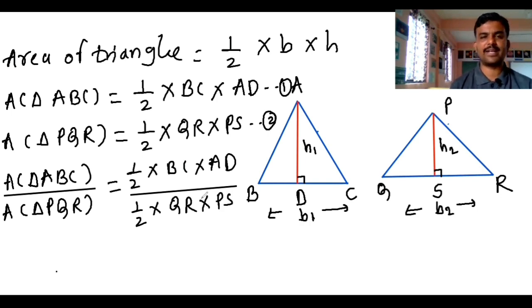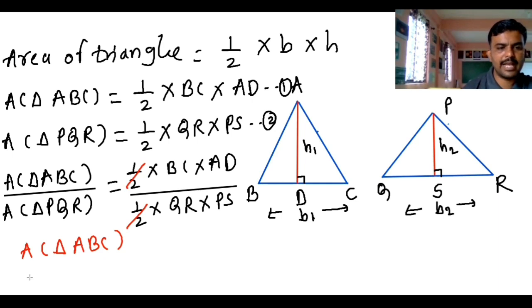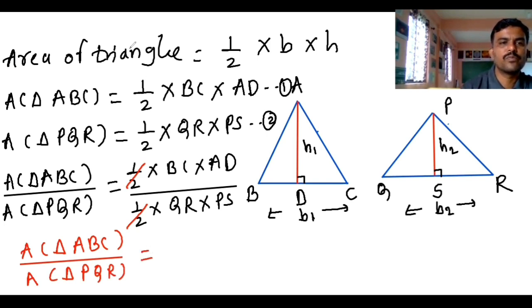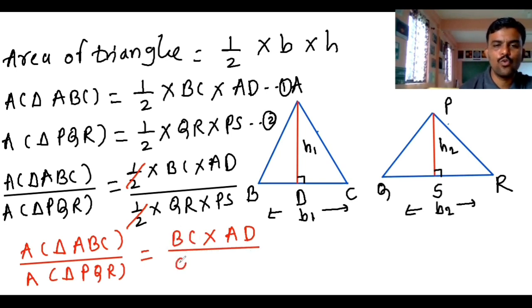So what is the common factor here? The 1/2 gets cancelled. Area of triangle ABC upon area of triangle PQR is equal to, remaining here, BC into AD divided by QR into PS.